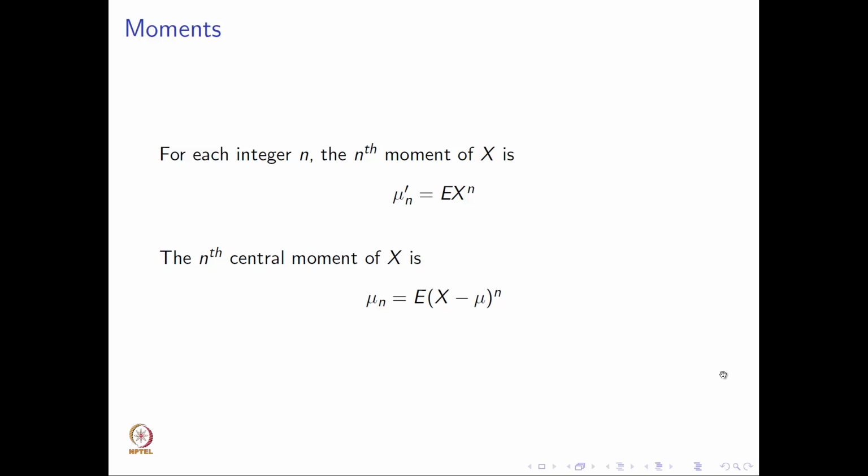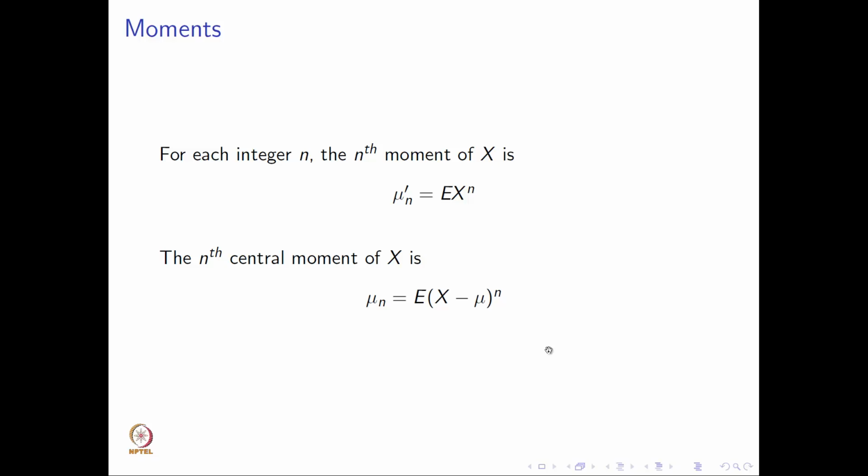Let us now define moments. For each integer n, the nth moment of x is mu dash n equals the expectation of x raised to the power n. Also, the nth central moment of x is mu n equals the expectation of x minus mu raised to the power n. So the difference between moment and central moment is that in the central moment we subtract the mean, or expected value, of the random variable from the random variable.